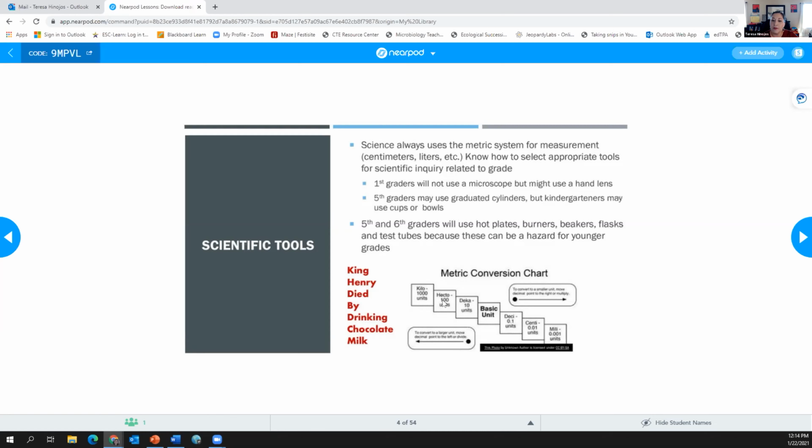And so for the conversion chart, this is just a little example of how you would convert, but the metric system is very simple to convert because you would basically just be moving the decimal over in order to get to where you need to go.